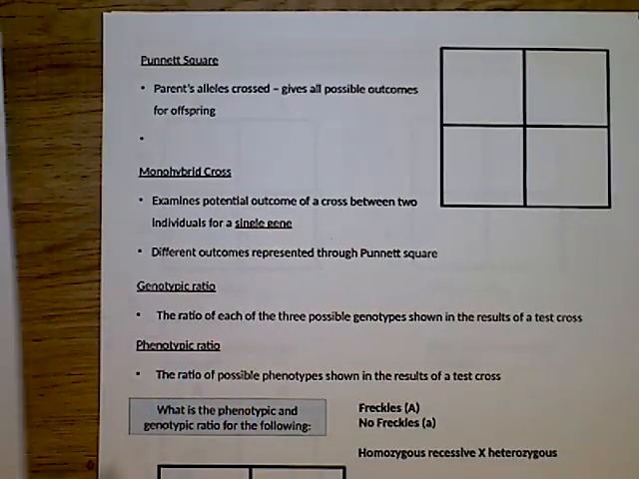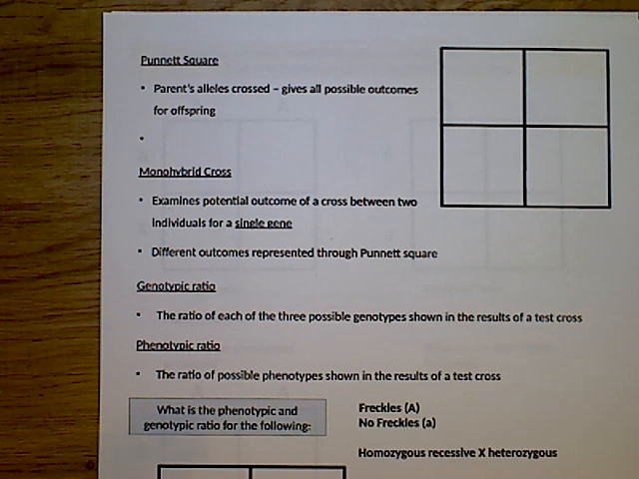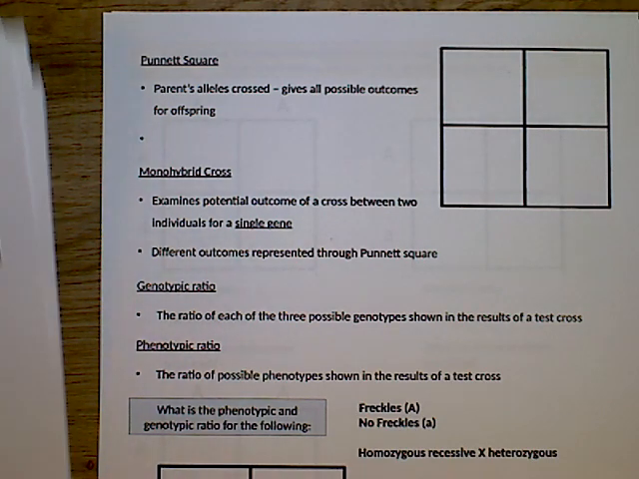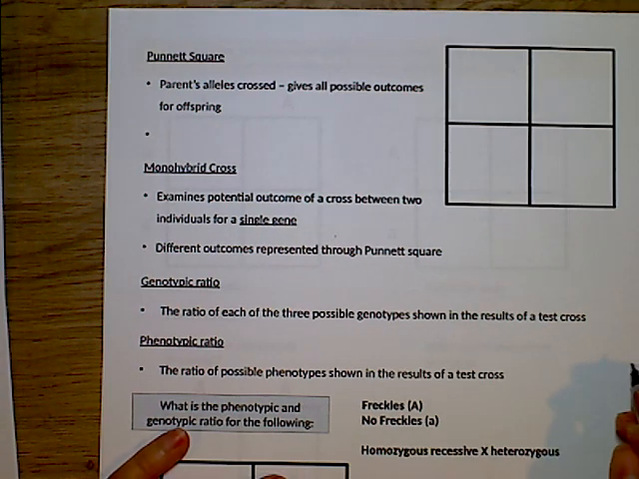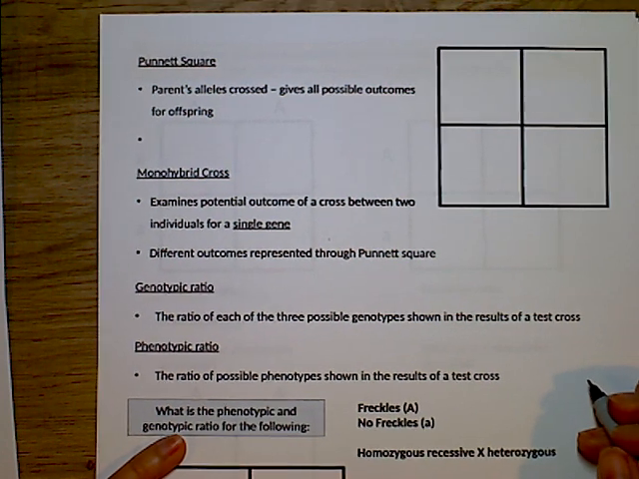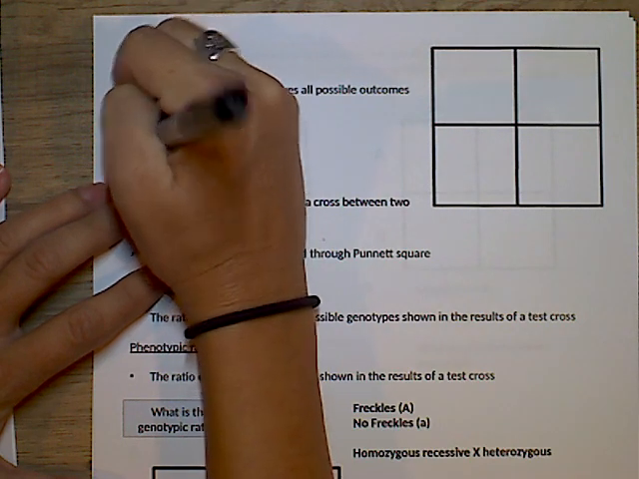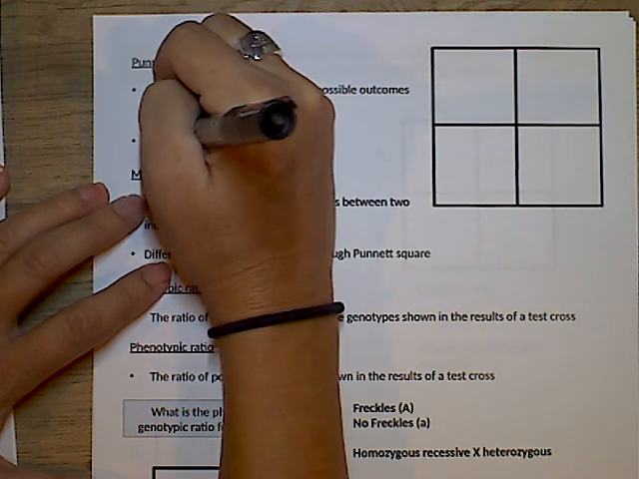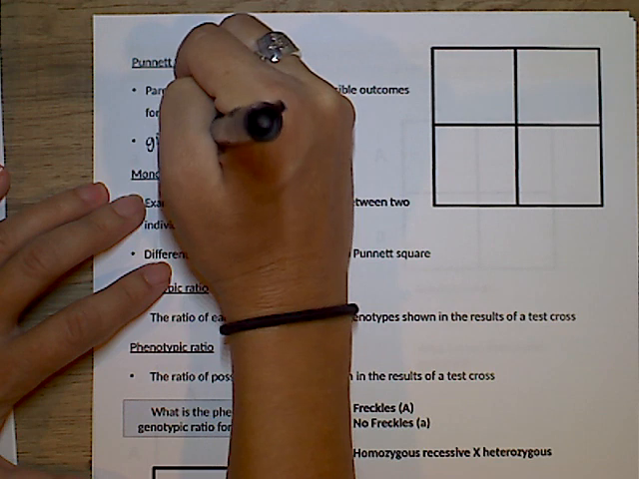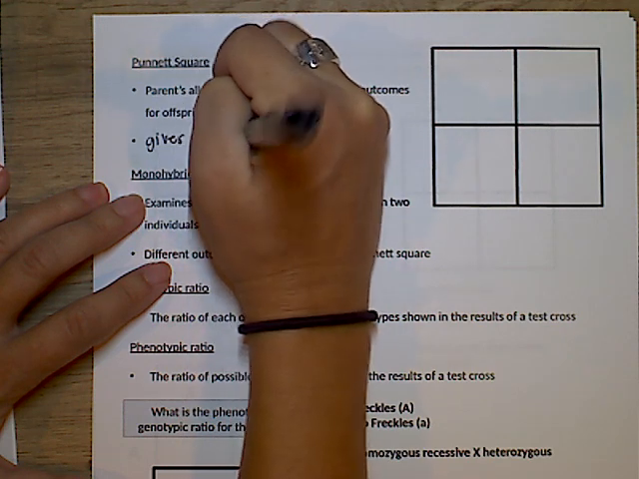Now on to Punnett squares. I love Punnett squares. Maybe that's an unpopular opinion, but with Punnett squares, we use parents' alleles crossed to give all possible outcomes for offspring, and this will give us genotypic and phenotypic ratios.